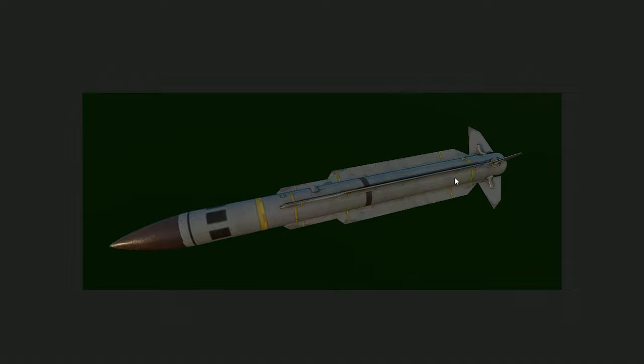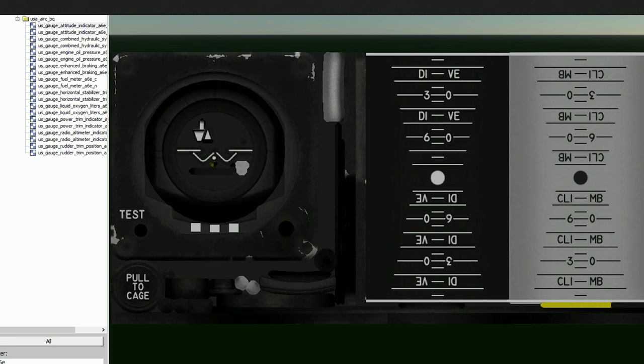But it is on the ship side of missiles and assets in the files, so this could be the RIM-66 or something like that, which is an anti-ship missile, but we don't know exactly. So basically it is an AGM-78.